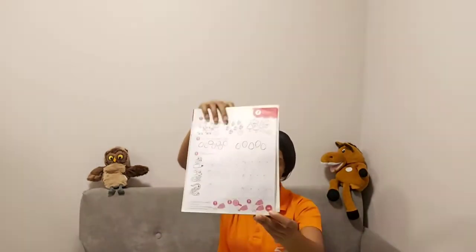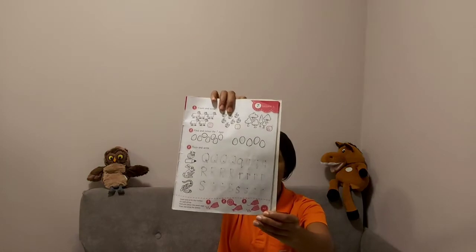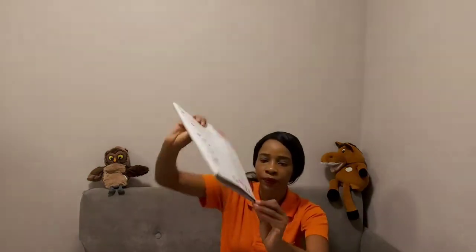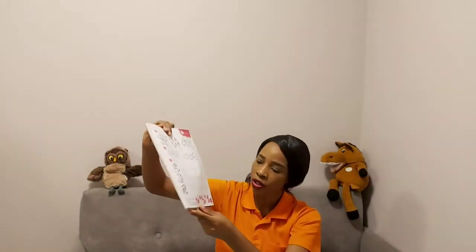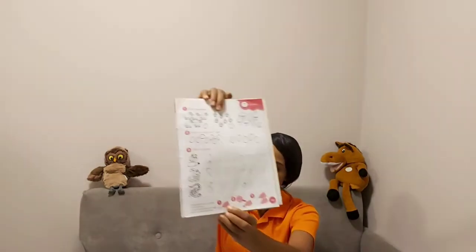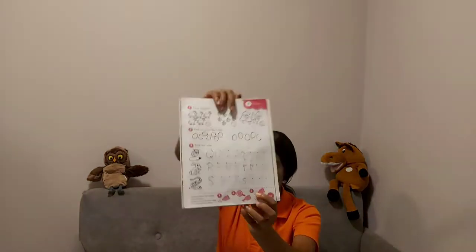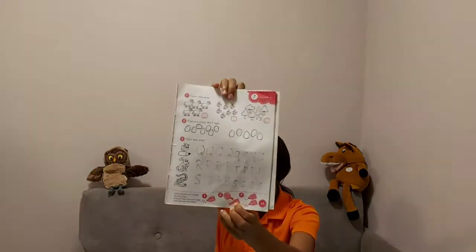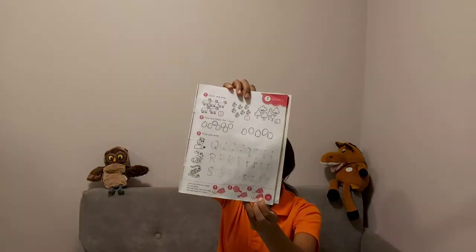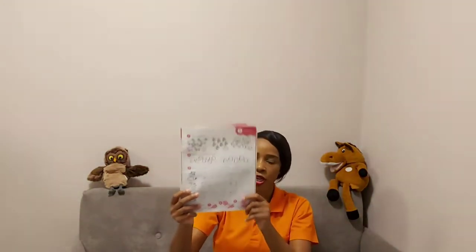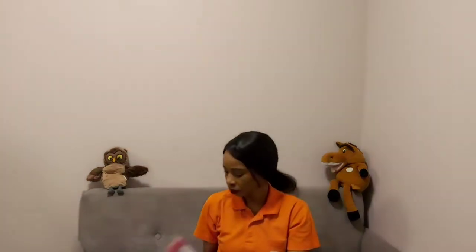We have the review page on page 45 here. So what do we have to do? We have to write, find, trace, color, and write. Okay, so that's it. That's all we have to do today. The exercise from our Learning Stars activity book. So get your book ready.